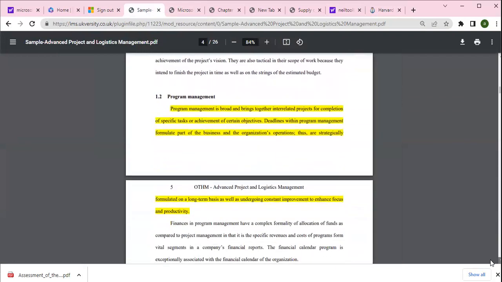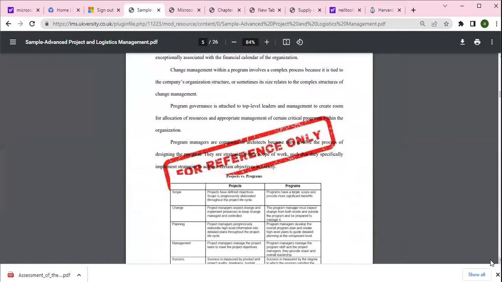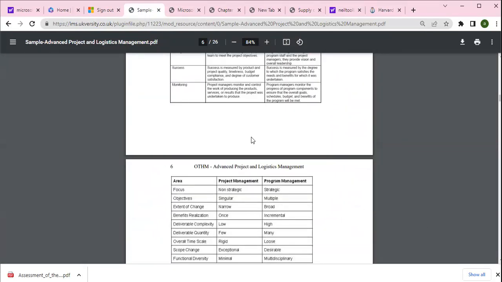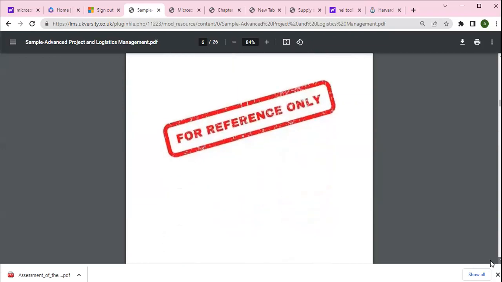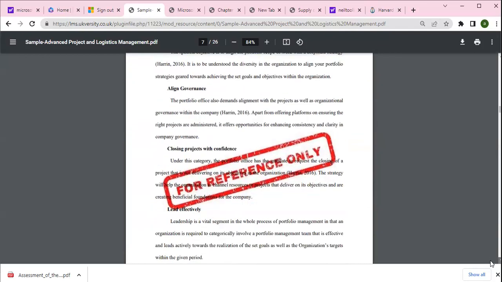Then 1.2, program management: what it is and why it is important. So the pros and cons are included, and underneath the pros and cons table there should be a reference. It is always good practice, and that wasn't included there, but you can look around at different strategies which we discussed, such as portfolio.